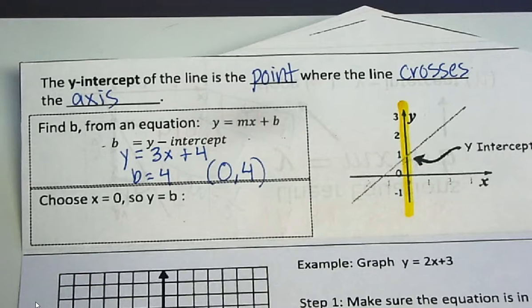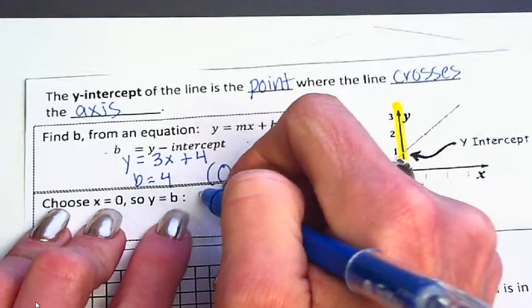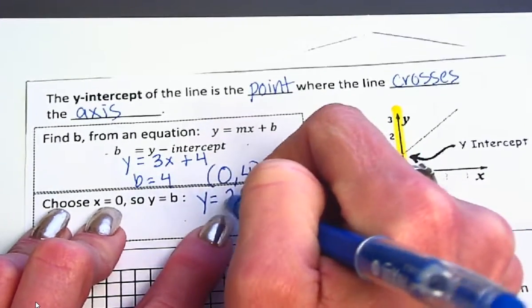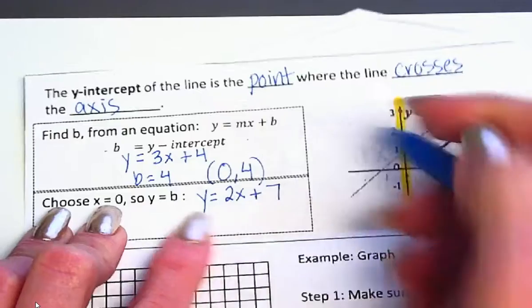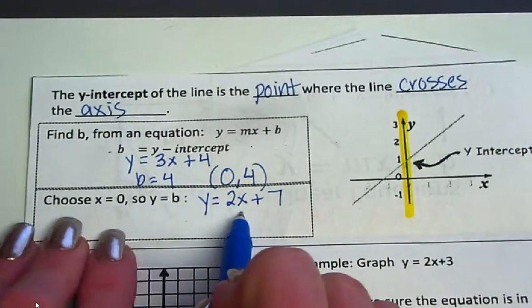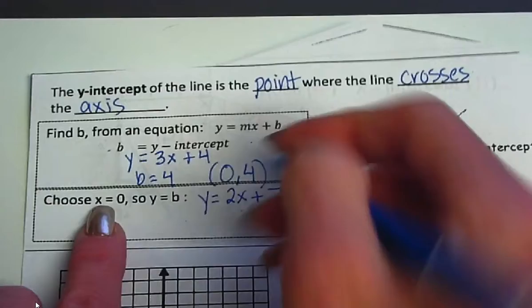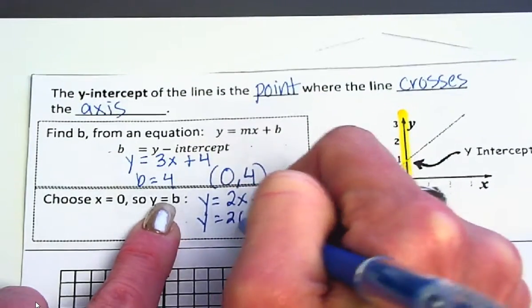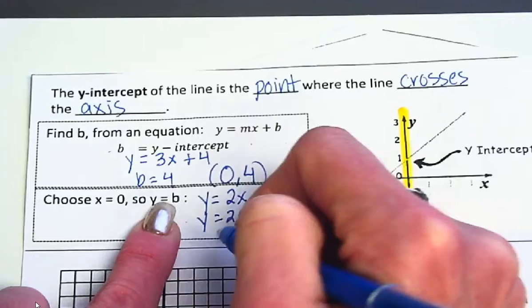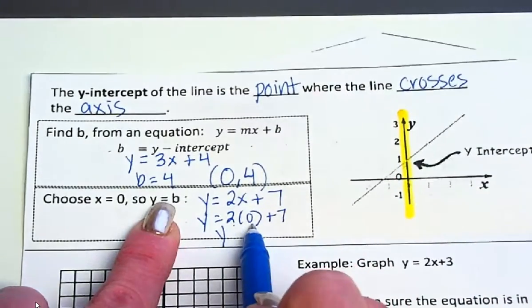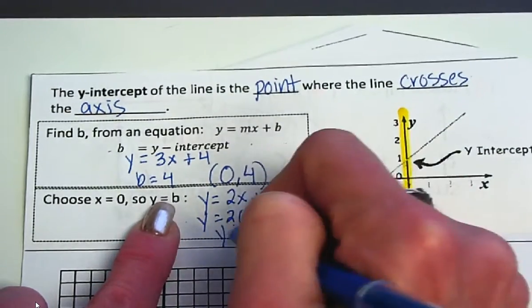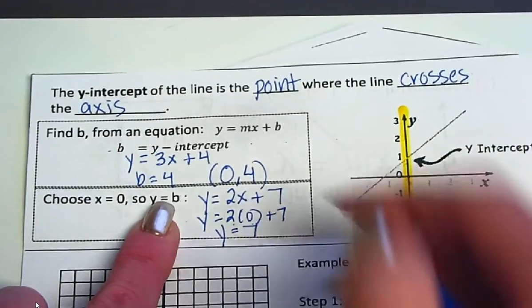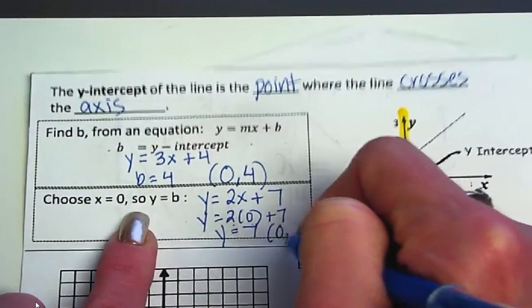And the other way you can do it from an equation is you can put in 0 for x and see what y would be. You could solve the equation. So if I had a different equation like y equals 2x plus 7, I could enter in x equals 0. So I could put y equals 2 times 0 plus 7, and then go ahead and solve it. 2 times 0 is 0 plus 7, y equals 7. So then our y-intercept here would be (0, 7).